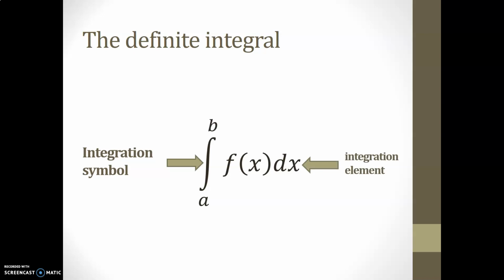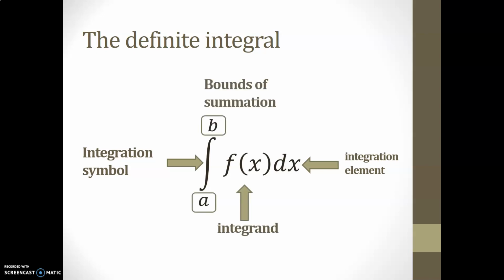Dx is what we call the integration element. It's a reminder of the variable being used in the function, and it also can be interpreted as the width of those infinitesimally small rectangles. F of x is called the integrand, and a and b are the bounds of summation, which we presumed were going left to right in this case. So a was left of b.